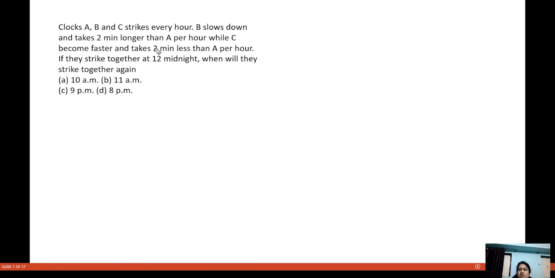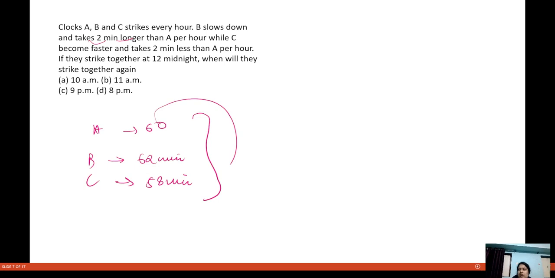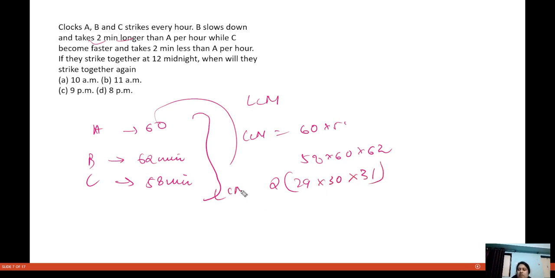So what this question was actually saying is that there are three clocks A, B and C, and A is running at the right time but B slows down, so it is taking 62 minutes now to complete 1 hour, and C becomes faster, so now it is taking 58 minutes. So obviously we know that for the clocks to strike at the same time we take the LCM, but when we take the LCM we get 60, 58, 62, and if you take 2 common, these are all co-prime numbers. So we get this only as LCM.